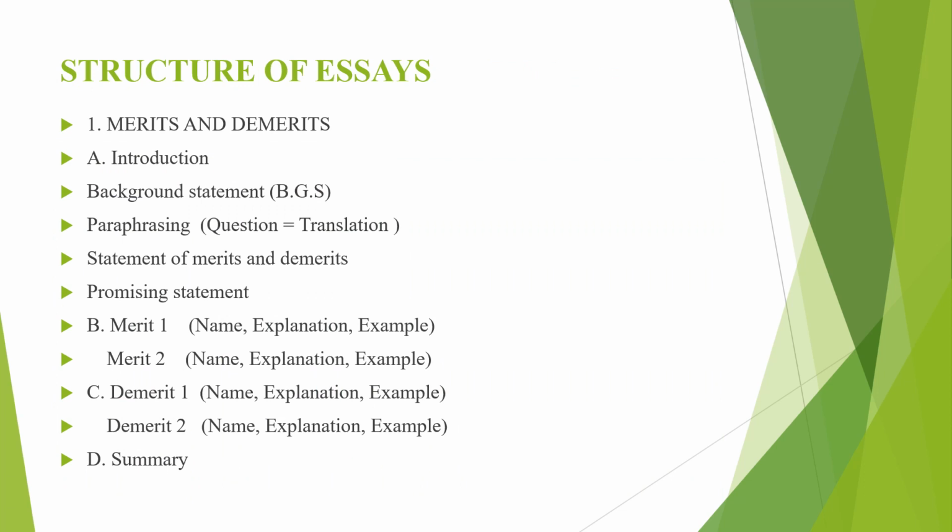So, the structure of essays. If we discuss the merits and demerits essay, the first paragraph should be the introduction, but the question that arises here is how to write that introductory paragraph. The first sentence should be the background statement, which is abbreviated as BGS, and then the next sentence should be paraphrasing. Again, the question comes to mind: what is paraphrasing? You should translate the question which you get in the question paper into your own words. That is paraphrasing. The next sentence of the introductory paragraph should be the statement of the merits and demerits. You should write one statement and a sentence related to that.